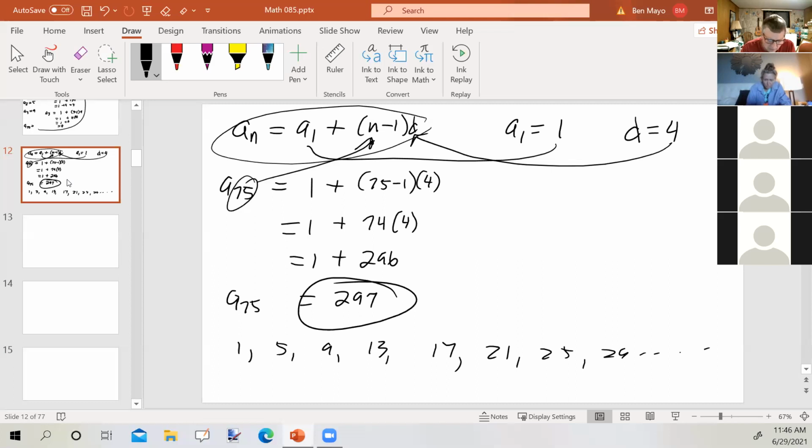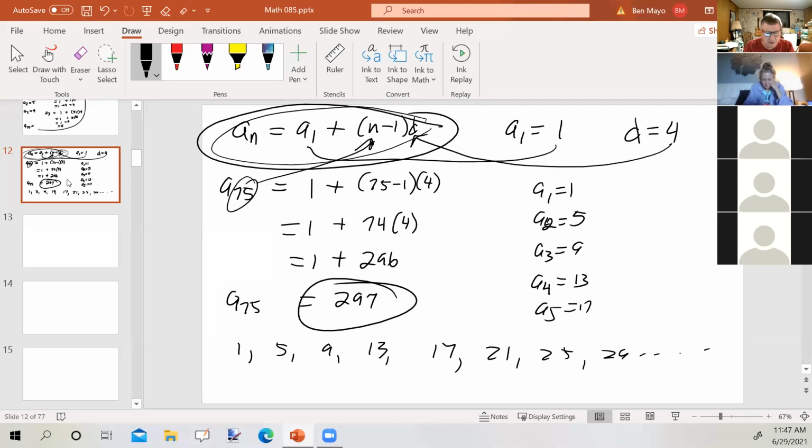Now, back earlier, I talked about, well, it would be easy to just add 4, and add 4, and add 4, and add 4. But are you going to want to do that 75 times? No. So even though we can get the first few by just continuing to add the common difference, if we want to find out something way out there without finding all the ones in the middle, that's where this formula is going to come in handy.